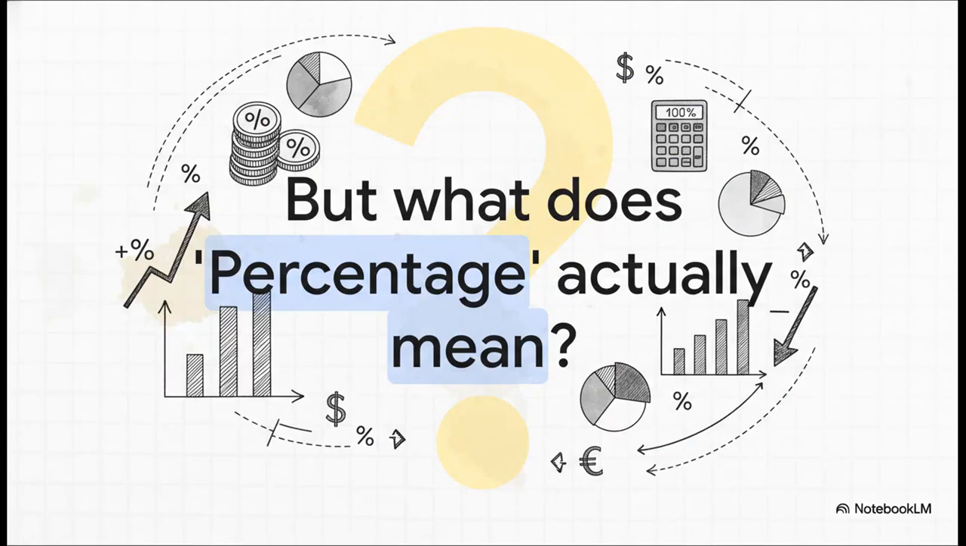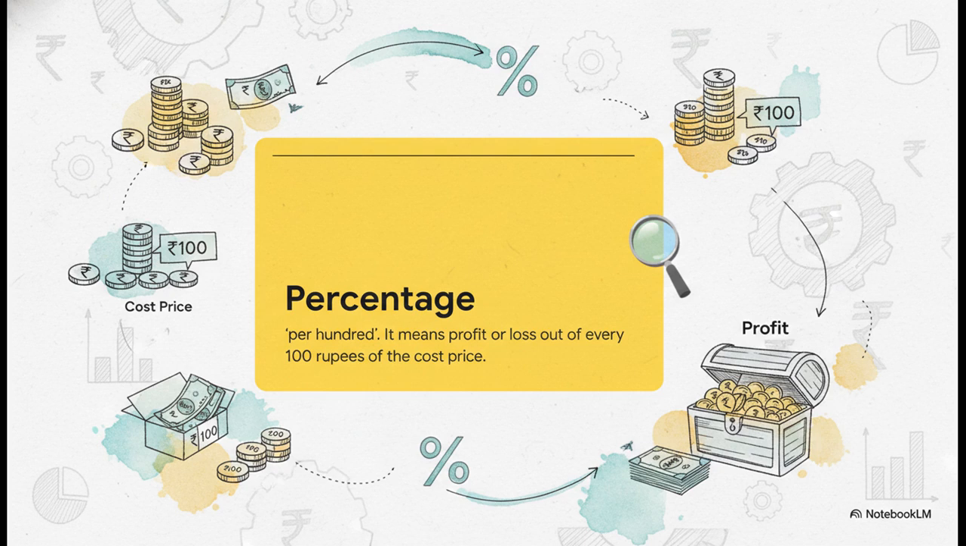So, knowing you made a 50 rupee profit is good, but is it really good? How do you compare that to, say, a 500 rupee profit on a much bigger item? That's where this magic word comes in, percentage. It's honestly simpler than it sounds. Percent just means per 100. So when we talk about profit percentage, all we're really asking is, for every 100 rupees this thing cost me, how much profit did I make? It just levels the playing field so we can compare any two deals, no matter the price.